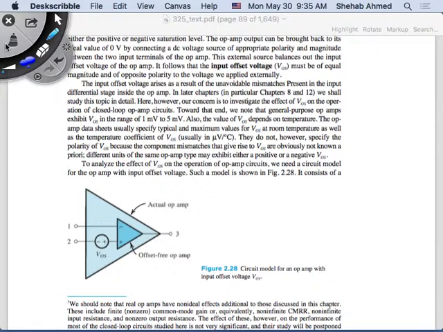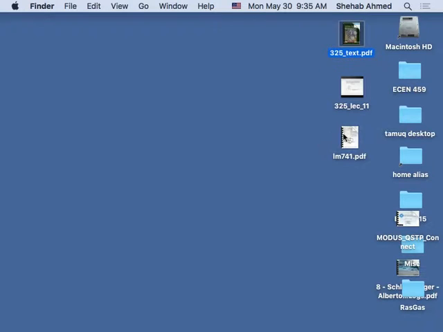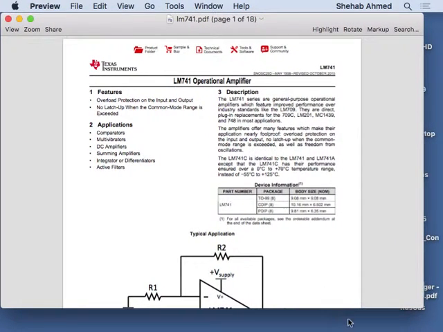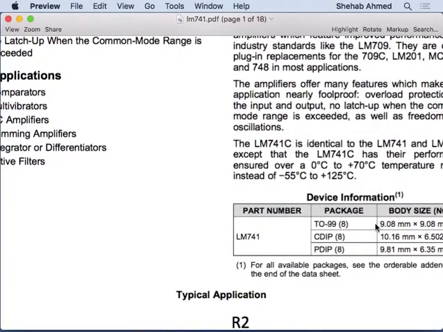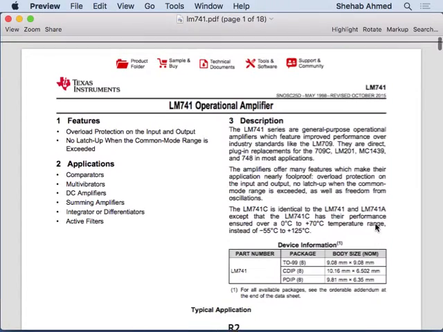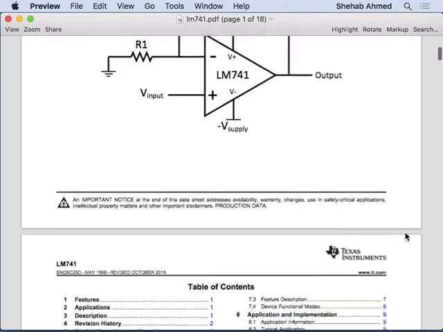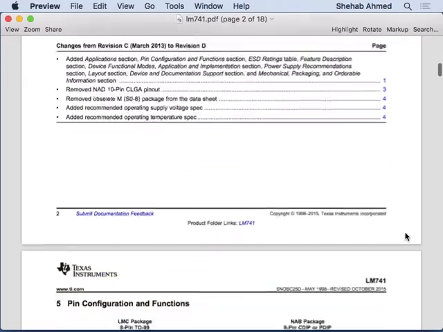So actually, I have a data sheet for an op-amp. So this is a real op-amp. I think you're using that in the lab, the 741. Have you used that in the lab or not yet? No. Not yet? You did, right? The 741 op-amp, right? So this is a Texas Instruments op-amp. It's a device from Texas Instruments. This is the data sheet. If you search online, you'll find it.